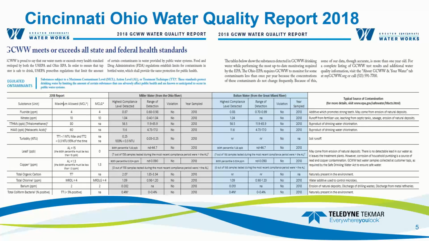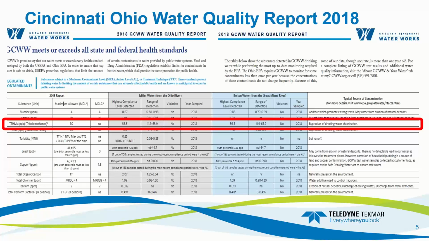So putting this presentation together, we here in Mason, Ohio, which is just a suburb of Cincinnati, gathered a report. This report is from the Cincinnati Water Works, and it's been around since 2018. This is just a random report we pulled off the internet. When we look at where we live, our THMs are a certain level. We have a unit measurement of 56.5. It's a byproduct of the drinking water chlorination.